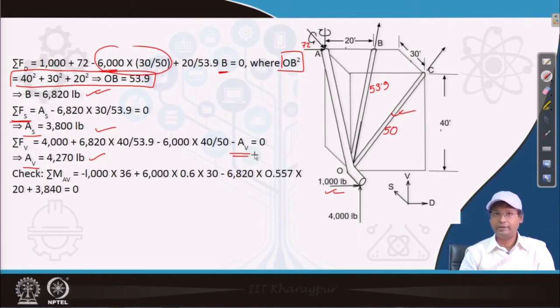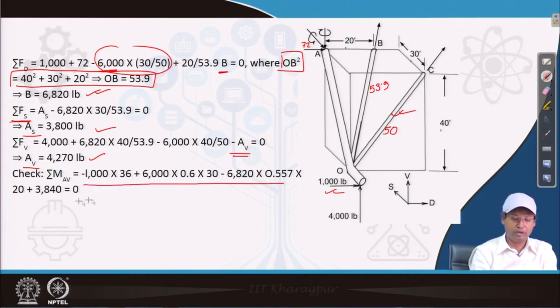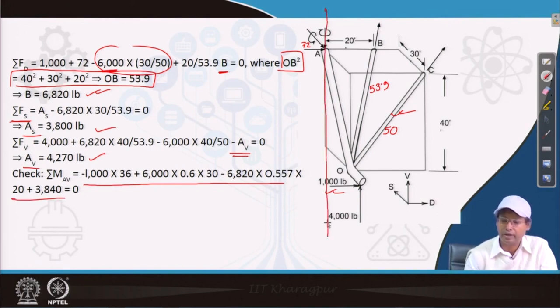And as a check, since it is a three-dimensional problem and it is better to have a check, summation of AV we have checked, and we are considering the moment components about AV, this axis, and we are trying to see whether it gives us the moment 0 or not. So you may consider that as homework. If it is not clear, we may discuss, we may solve.